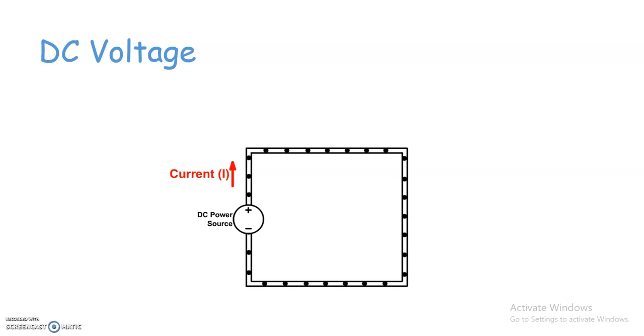DC stands for direct current. DC means that the current has only one direction to flow in the circuit. It has only one path. To understand this point, let's take this circuit as an example.